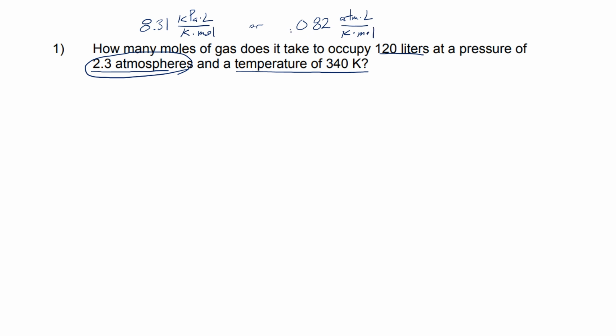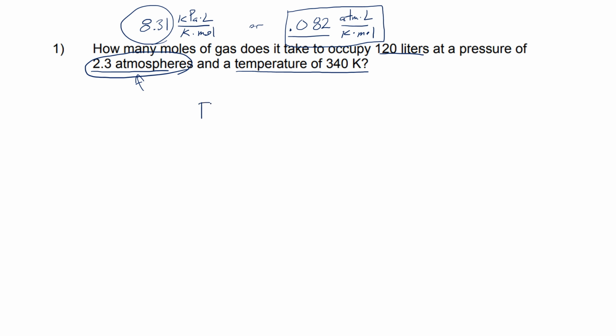I think what happened was a lot of us used the 8.31 in class, but the homework problem is in ATM, so some of us aren't using the 0.082. For these next two problems, they're going to be in atmospheres, so we're going to use the R that is 0.082. So let's start with our equation.